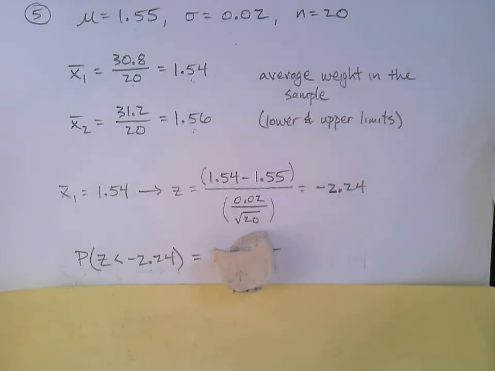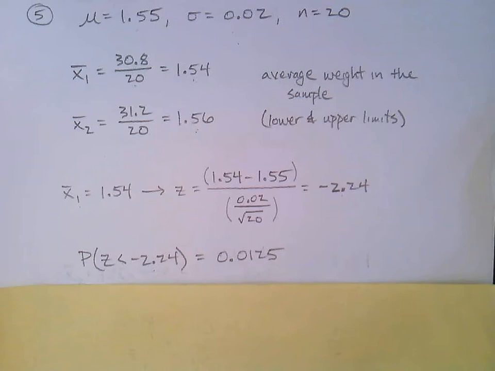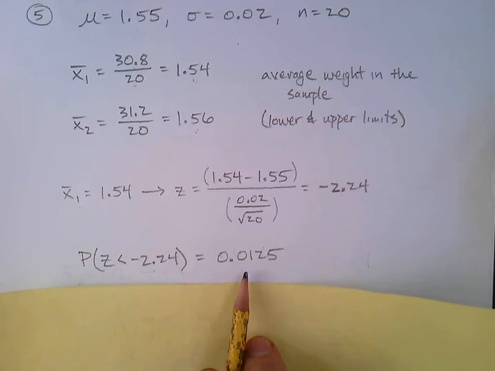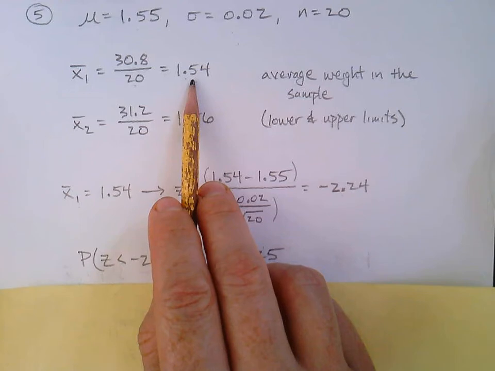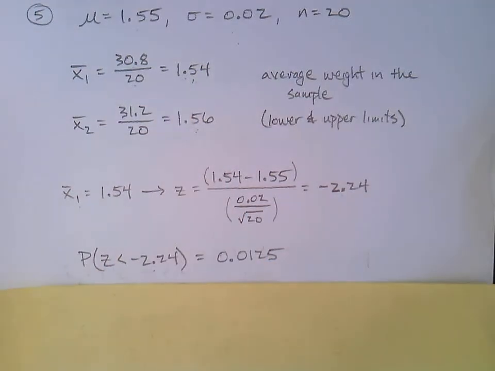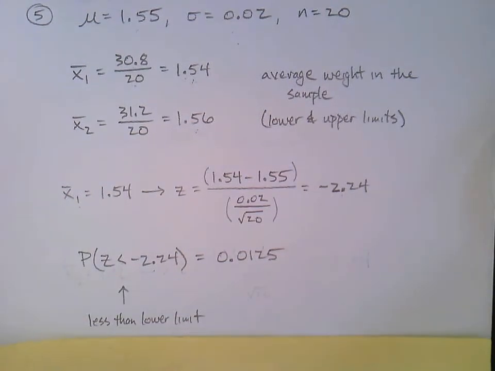And when you look that up on your z-table, negative 2.24, you'll get this number right here, 0.0125. So that's the chance that your average chocolate bar is less than 1.54 ounces in a sample of 20. Okay. Less than the lower limit. The lower limit is this, so we cannot allow it to be less than that. All right. Let's continue this problem.